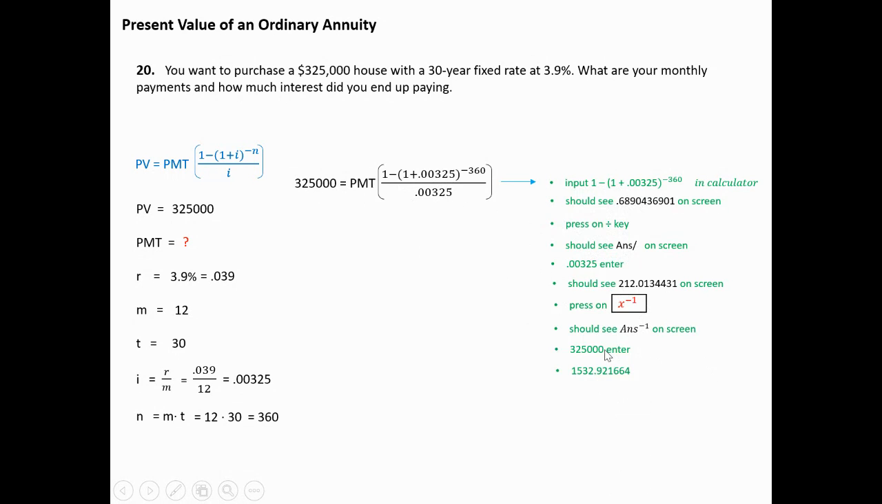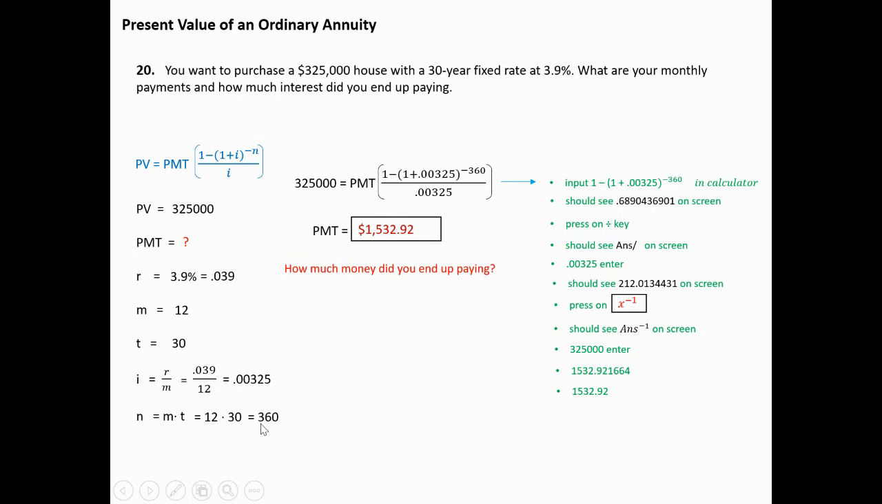So again, after you see the inverse, you're going to enter 325,000 and then you enter it. It's going to give you 1,532.921664. Rounded to the nearest penny will give us $1,532.92. That's your payment.